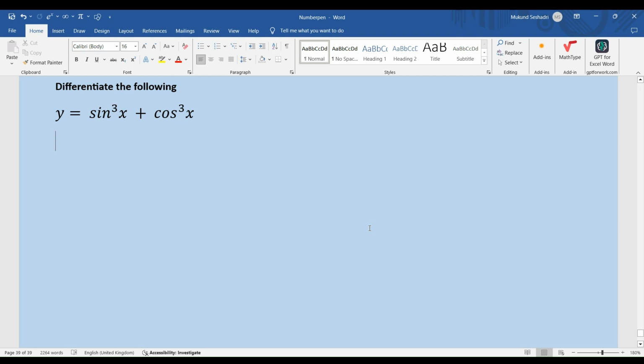So there we have the problem on our screen. Differentiate the following: y equals sine cube x plus cos cube x, right? So looks like this is a problem which has got the application of some rule of differentiation because we've got the function to be a sum of two functions. Function 1 is sine cube x and function 2 is cos cube x.